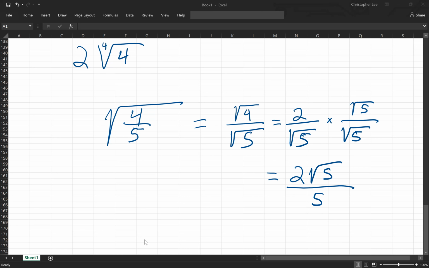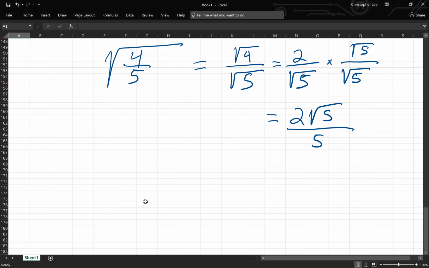Try 20. You did? It shouldn't be that. The 4 times 5, because remember when you rationalize the denominator? I'll show you. Okay.